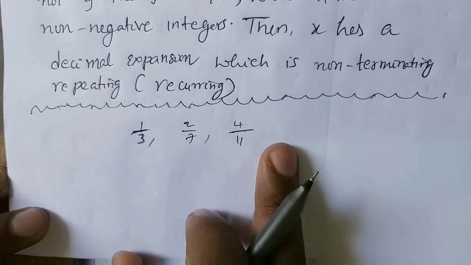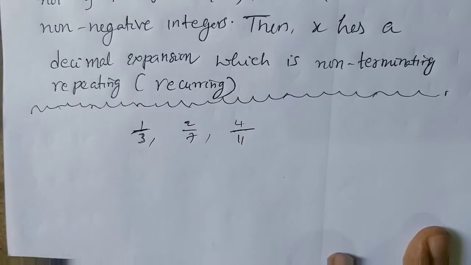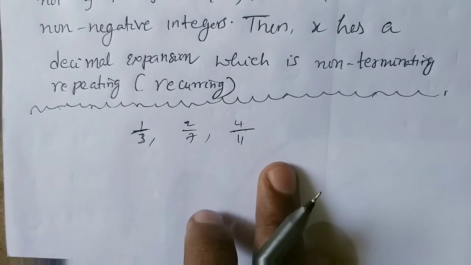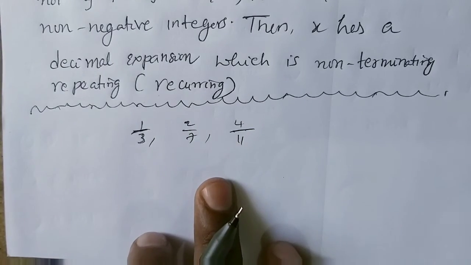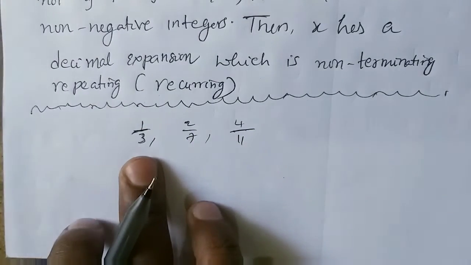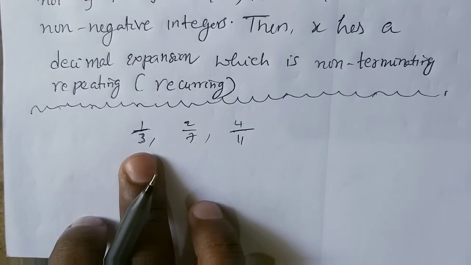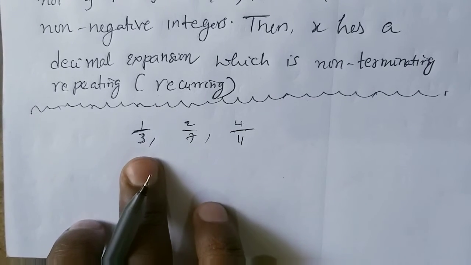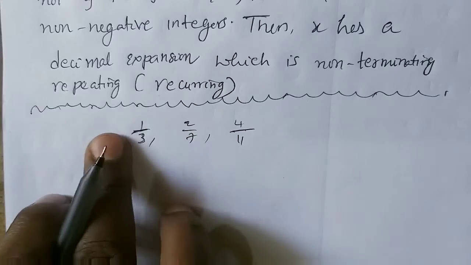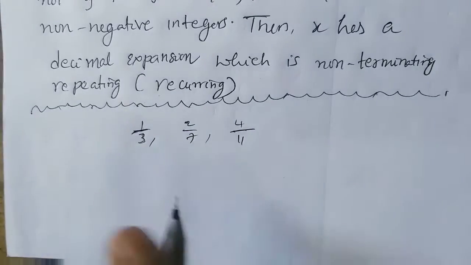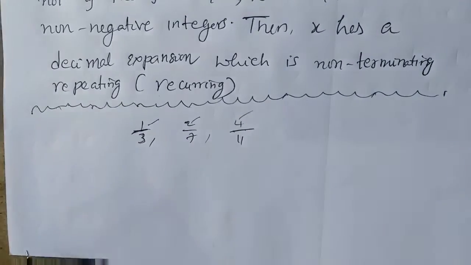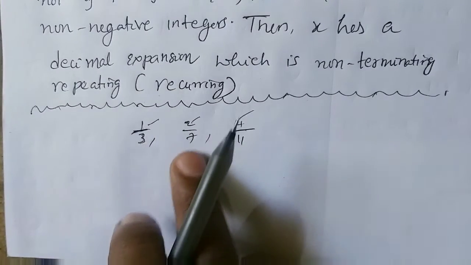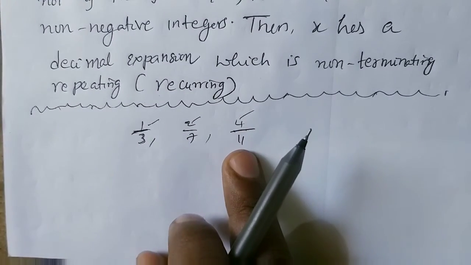Just now we have understood theorems 1.5 and 1.6. From those theorems, we understand that a number in the p by q form, where p and q are co-primes, if you observe that the denominator has either 2 power or 5 power, then it must be a terminating decimal. But these three are rational numbers and also co-primes: 1 and 3 are co-primes, 2 and 7 co-primes, 4 by 11 also co-primes.